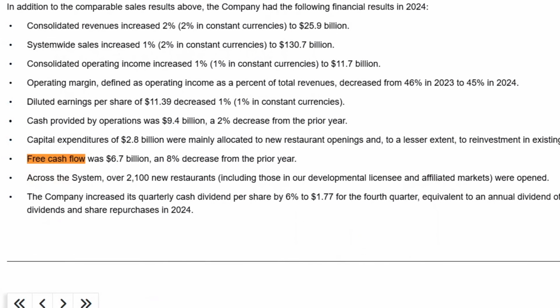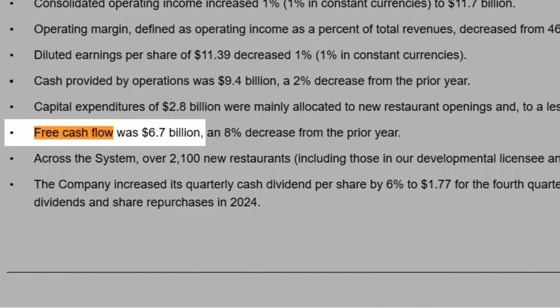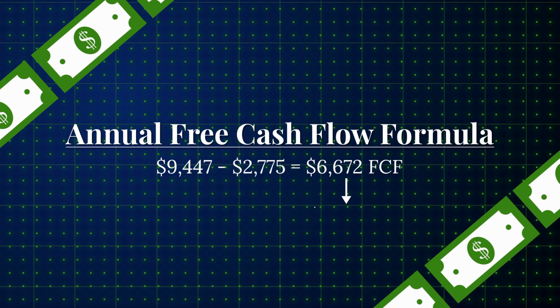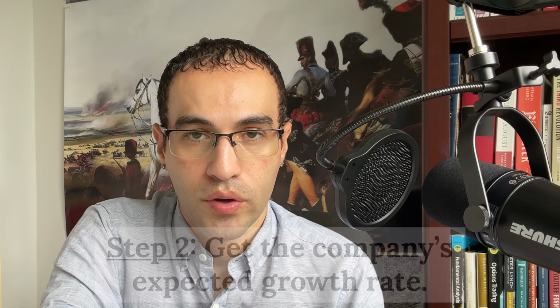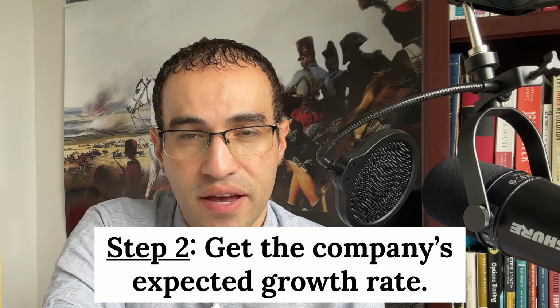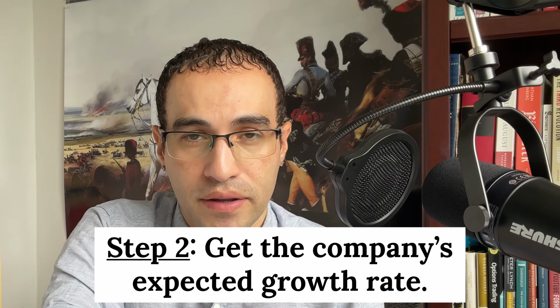And it also lists the company's free cash flow as $6.7 billion, which is just a rounded version of our number. Okay, so step 2 in our DCF model is getting the company's expected growth rate.